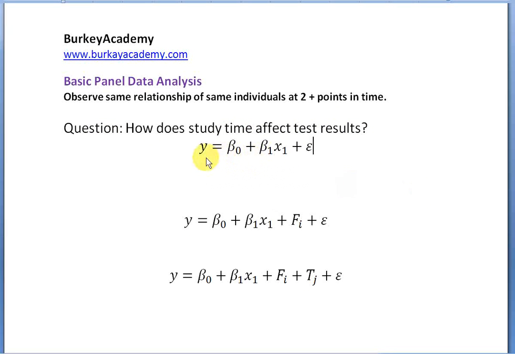So we might want to run a model where our Y variable is test score, and that's explained with a basic linear model where there's a y-intercept and a slope times how many hours you studied for that test. So the y-intercept would mean what's your score if you studied 0 hours. This slope would mean how much does your score go up for each additional hour that you study.